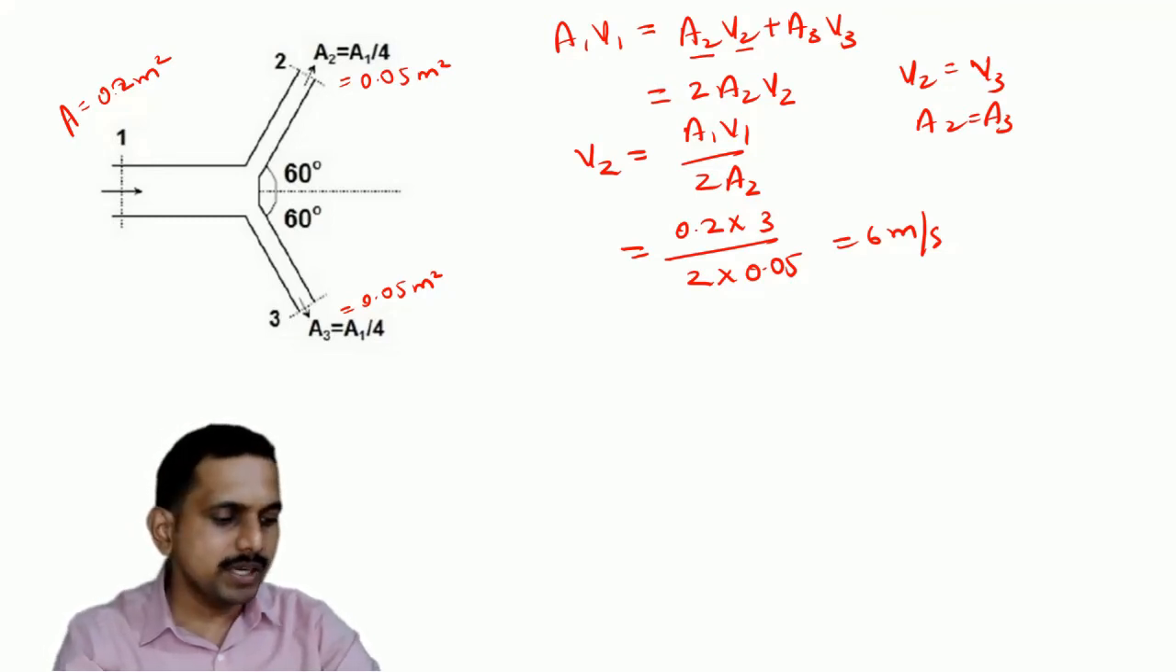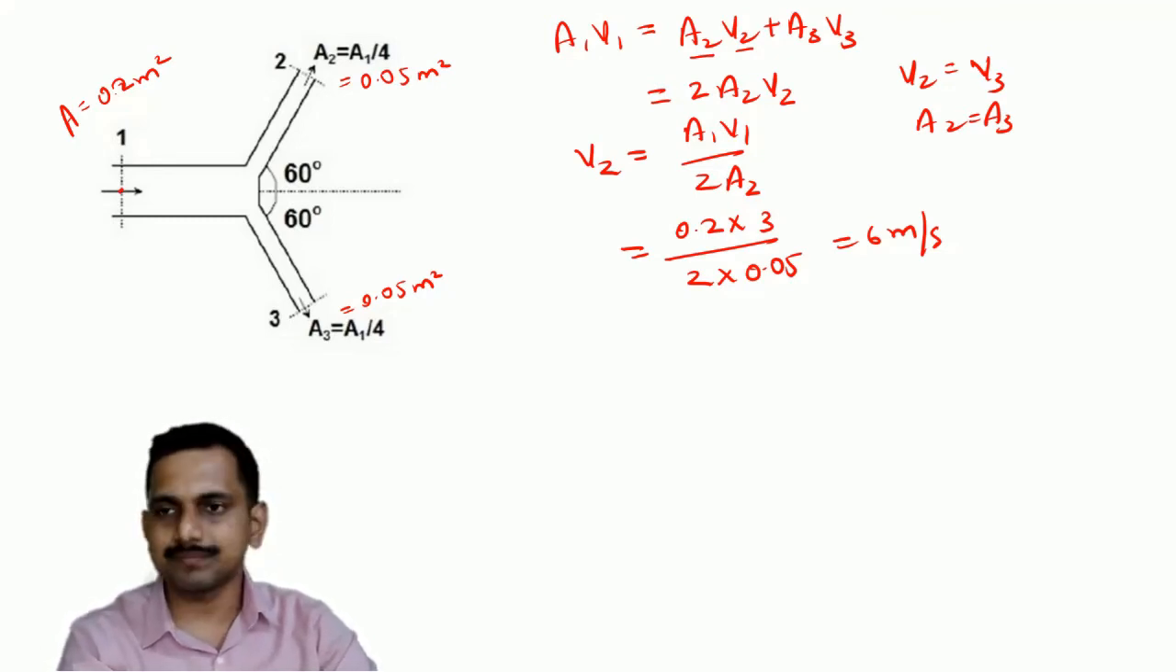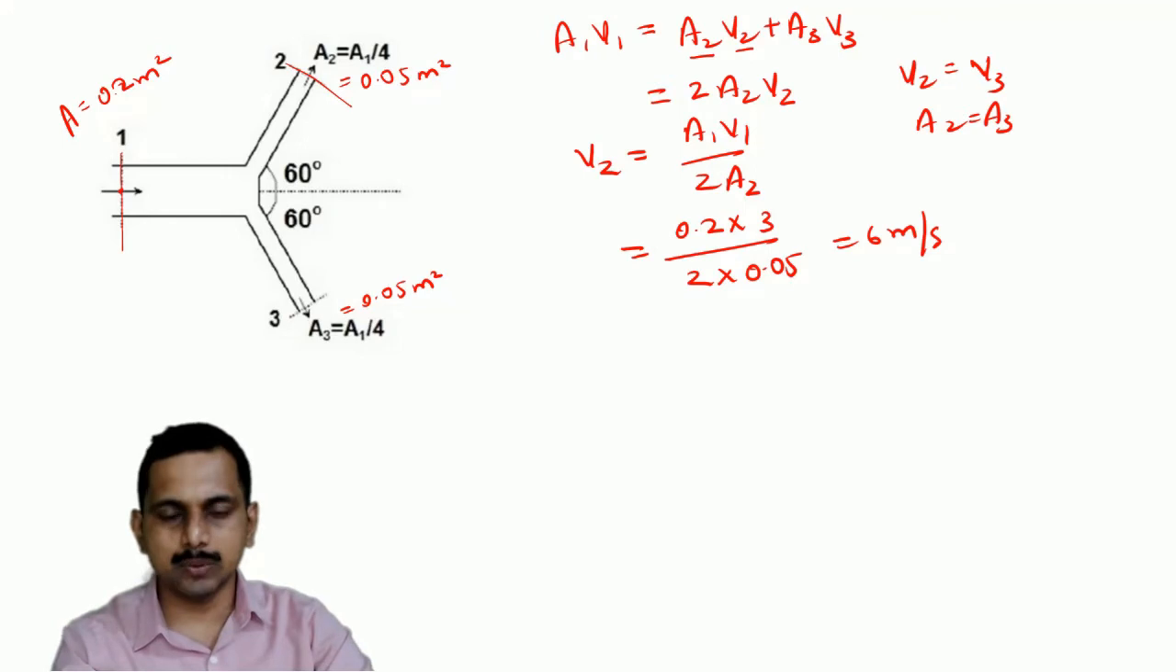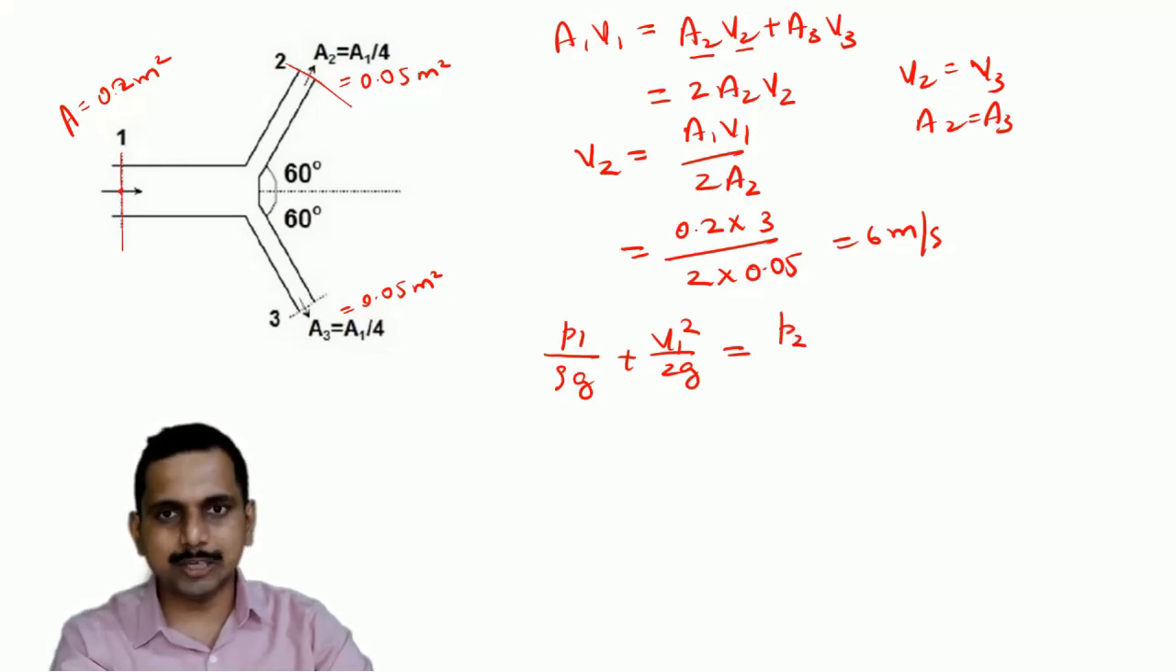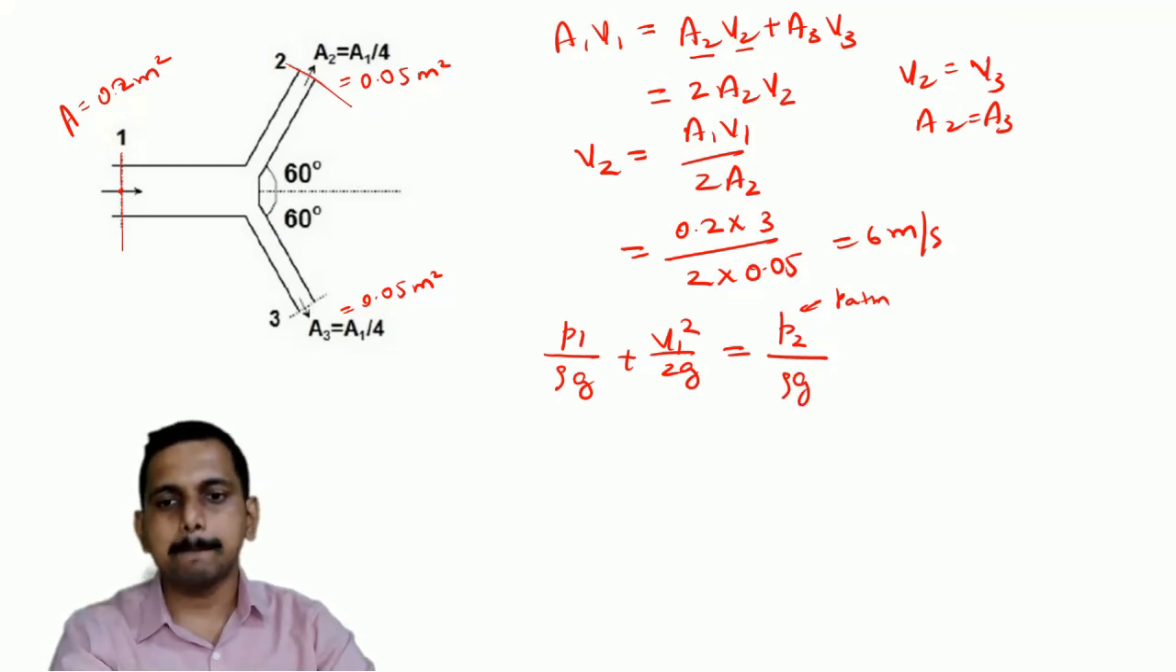Next they have asked me what is the pressure here. So let us apply Bernoulli's equation between this section and this section. Here it is atmospheric pressure, so that has to be understood. So P1 by rho g plus V1 square by 2g is equal to, neglecting z because we have to neglect the elevation, P2, which is actually P atmospheric, P2 by rho g plus V2 square by 2g.